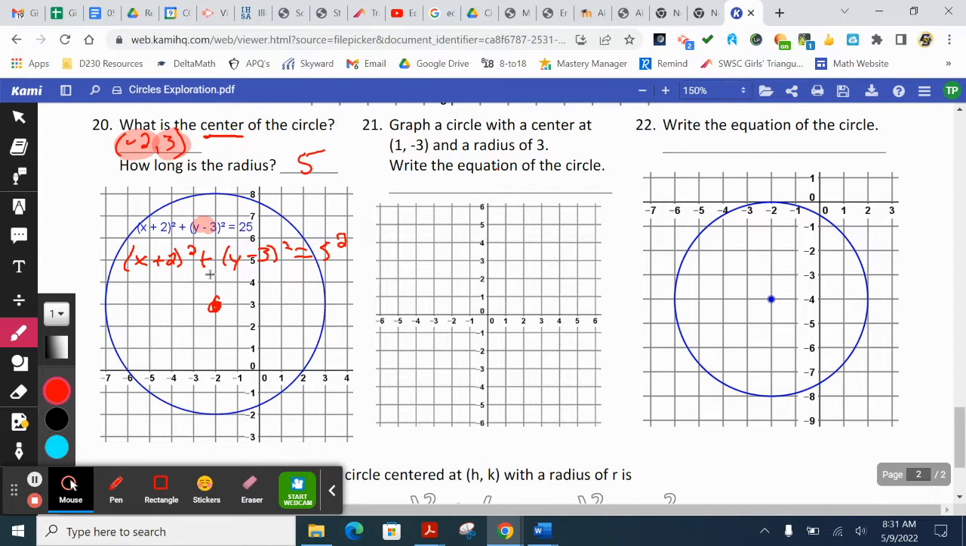All right. 21. Do all three things now. So graph the circle. It has a center at this, and it has a radius of 3, and then now write that equation. See if we're understanding how we can write that equation.